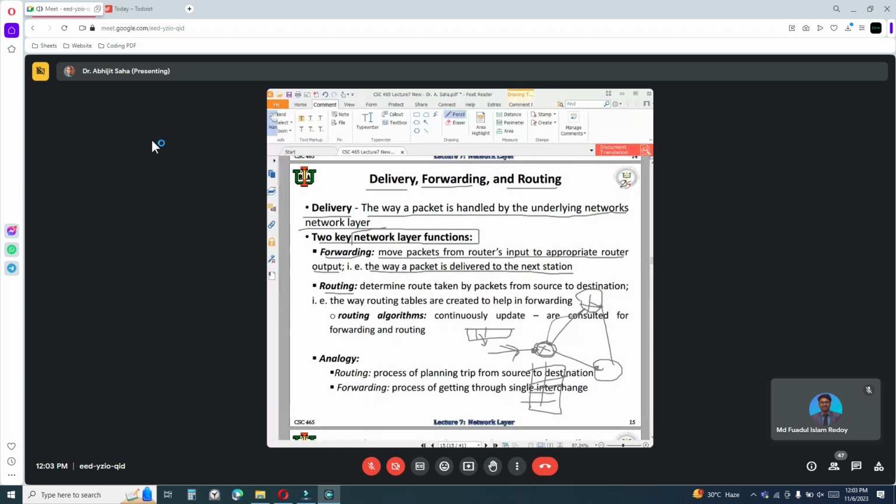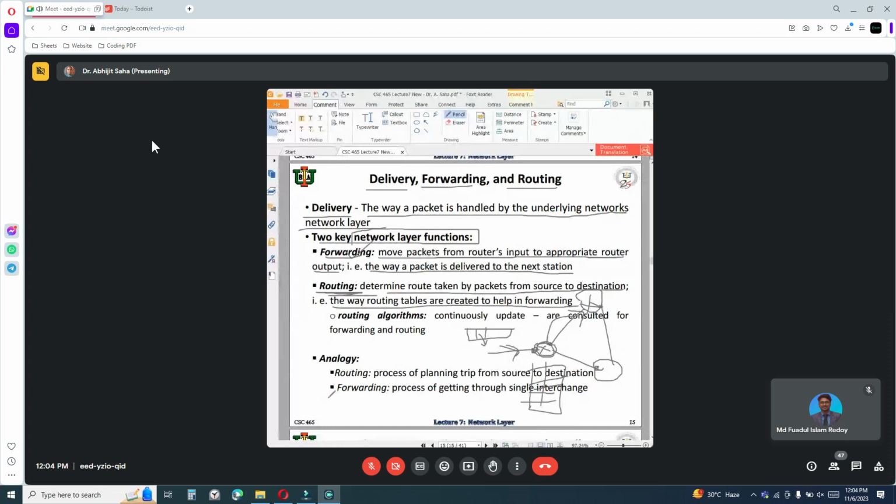The packet you send next, we call that forwarding: forwarding the packet from one node to another node. This is what it says, that the way a packet is delivered to the next station, from one node to another node. And routing means determining the route taken by the packets from the source to destination, the way the routing tables are created to help in forwarding.